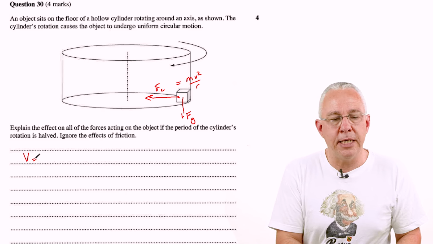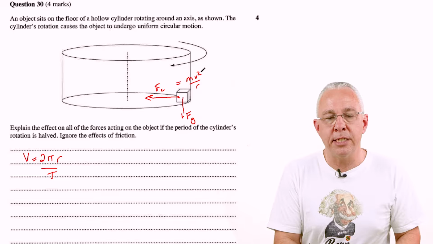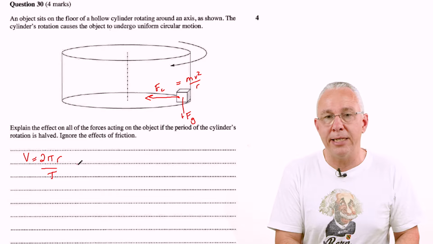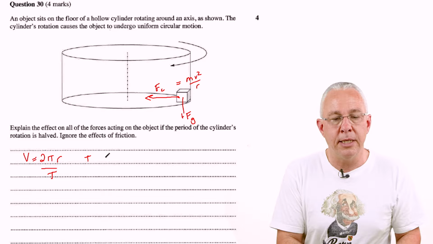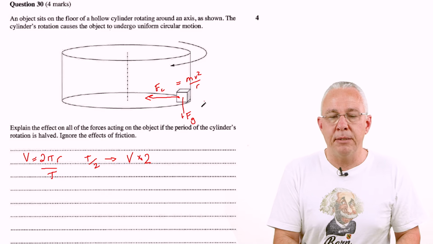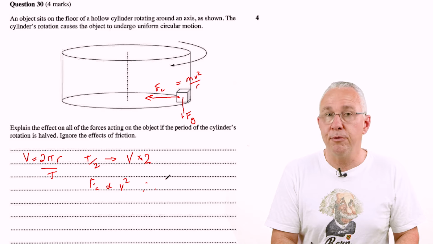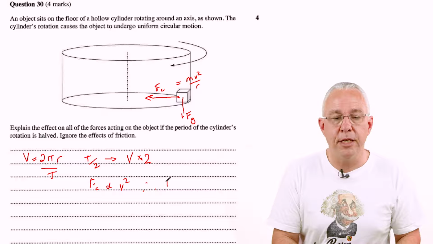So we know that v is equal to 2 pi r over T. In other words, if we halve the period, if the period is divided by 2, the net result is that the velocity is increased by a factor of 2. But, of course, the centripetal force is proportional to v squared. Therefore, the centripetal force is going to be not 2 times greater, but 4 times greater. So the new centripetal force is going to equal 4 times the original centripetal force.